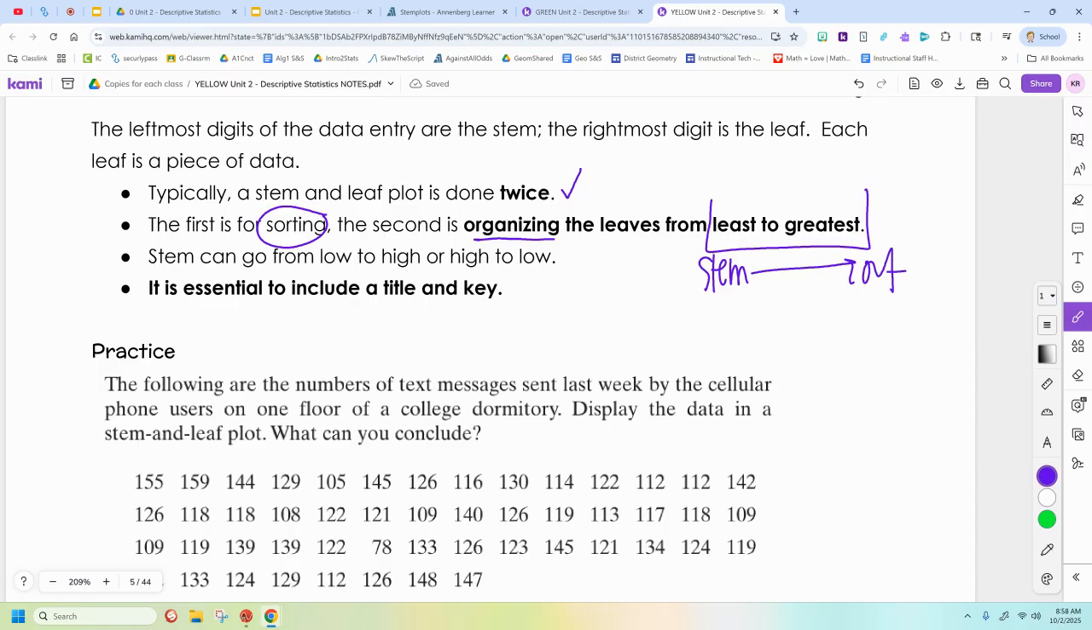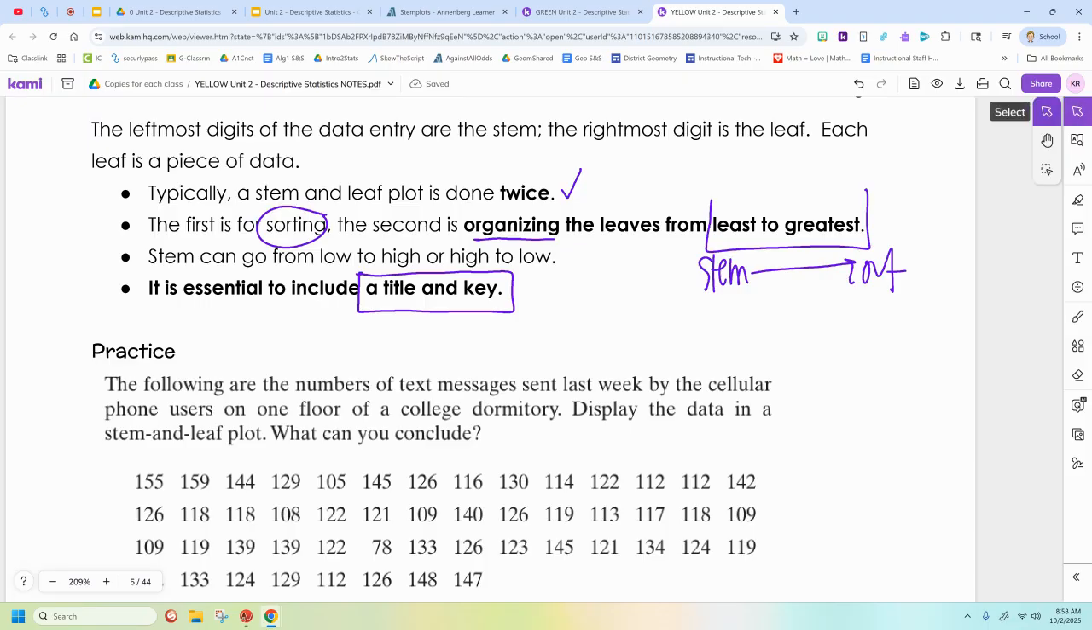The stem can go from low to high or high to low, and then it's essential to include your title and a key. The title and labels are usual, but the key is the thing that most students forget. It's like, how do I read this? Is this the tens place, the hundreds place, the ones place? You need to let somebody know.